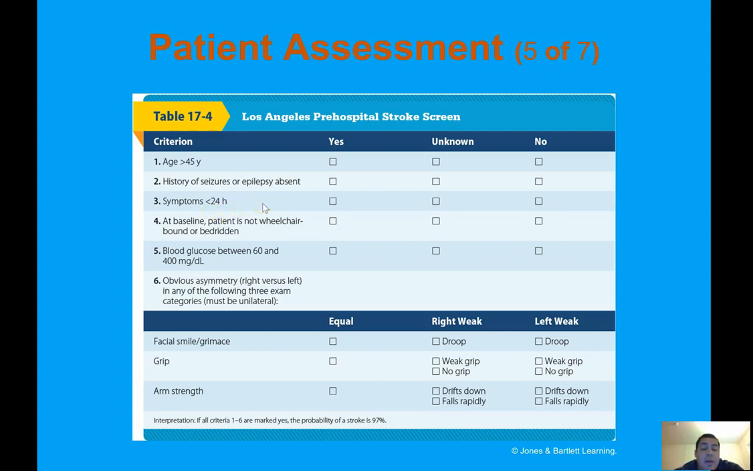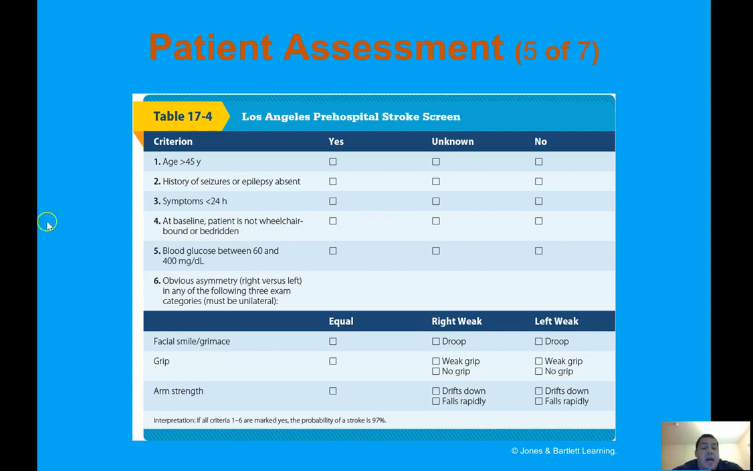So our last known well time, like I said, used to be 8 hours. In some places, now they're extending the deadline a little bit more. They just upped our county protocols to 20 hours. So always know the last time the patient was seen well. At baseline, patient is not wheelchair bound or bedridden. Blood glucose between 60 and 400.